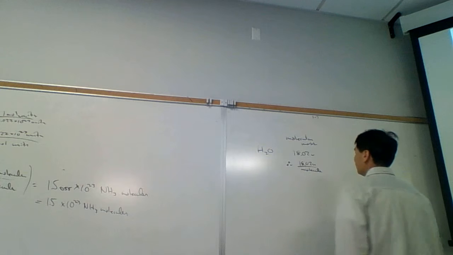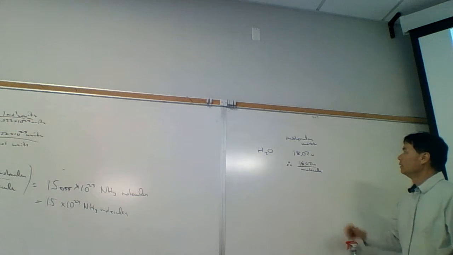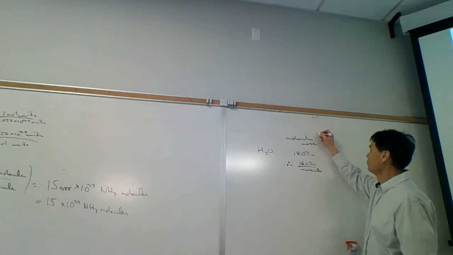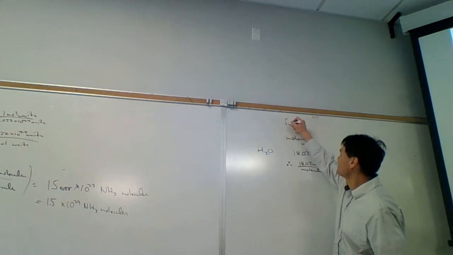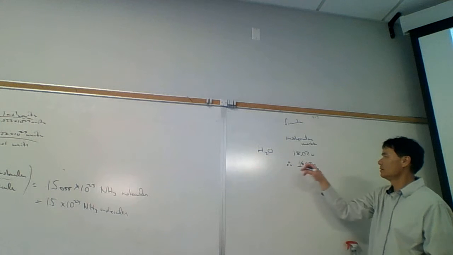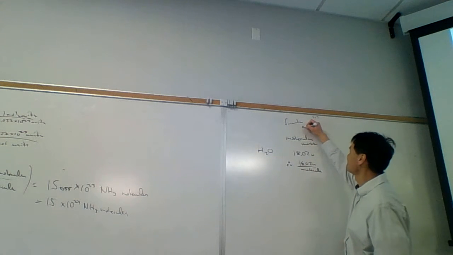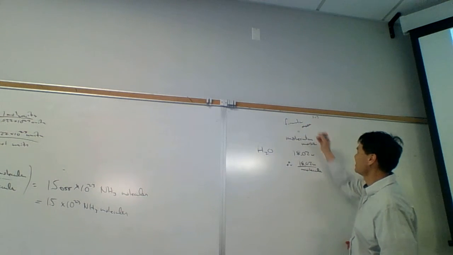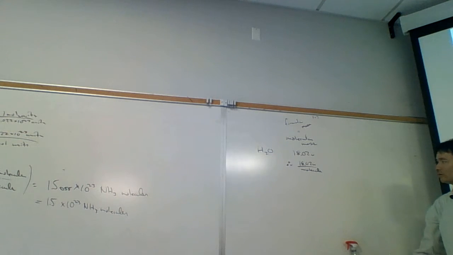We'll call it the molecular mass. We could also call this the formula mass. The formula mass is just a generic term. Whatever the formula is, that's its mass. So this is the formula, this is its mass. Formula mass as well. So the formula mass is equal to the molecular mass, which is equal to 18.02 U per water molecule.